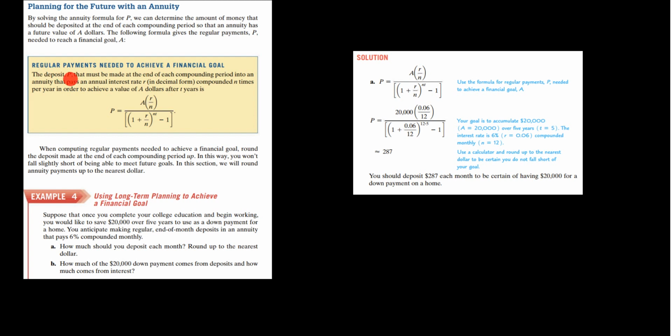So the deposit P, that's our deposit, that must be made at the end of each compounding period into an annuity that pays an annual interest rate R, compounded n times, where n is how many times per year, in order to achieve a value of $A after T amount of years. So again, absolutely nothing changes. Every one of these formulas uses the exact same variables that you're used to. It's just, like I said, this equation is so abusive.